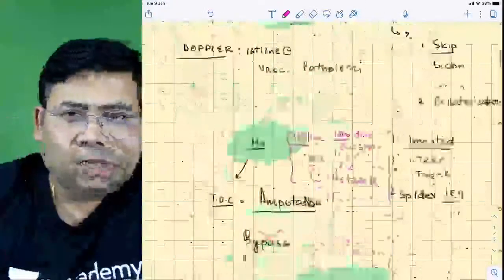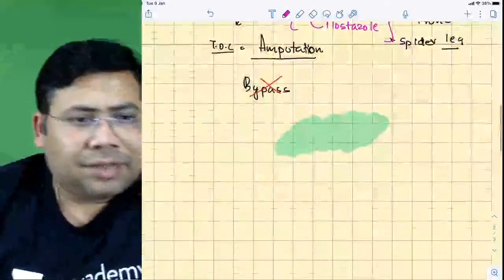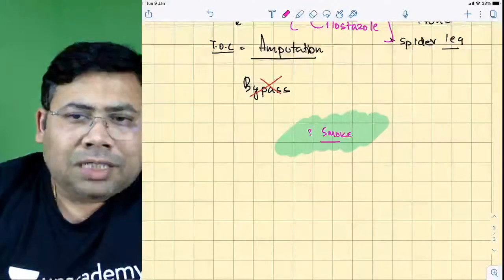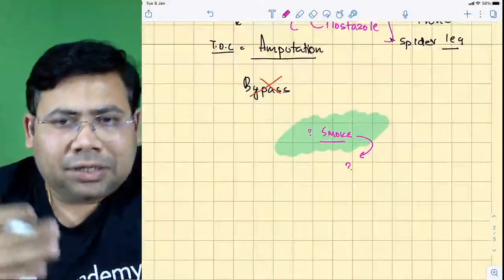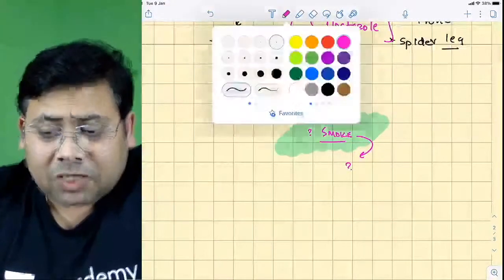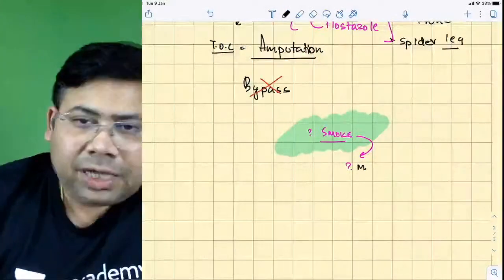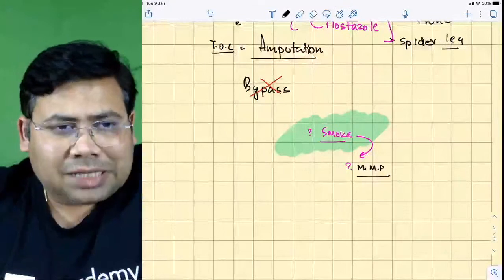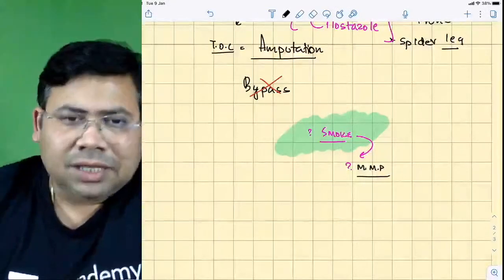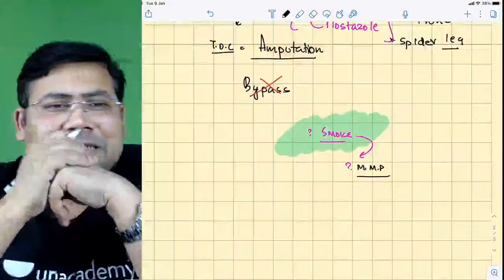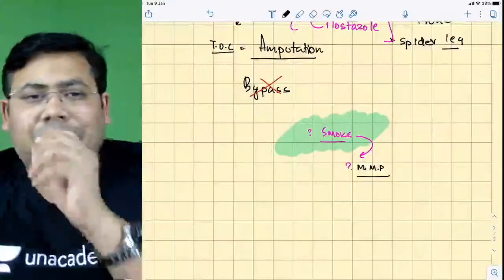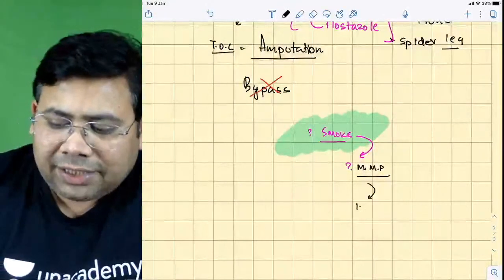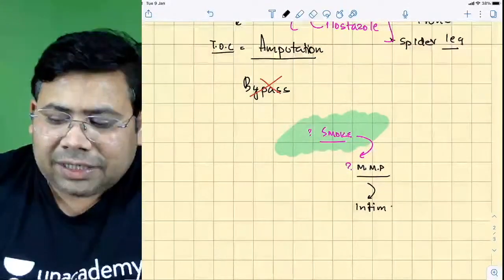TAO is a vasculitis. Nitin, this is for you. Whenever you are smoking, there is a very important component which comes out of smoke, that is MMP. Can anyone tell me what MMP is? Matrix metalloproteinase. Have you heard of it? This matrix metalloproteinase is the reason behind all the injuries, and it is going to cause intimal damage.